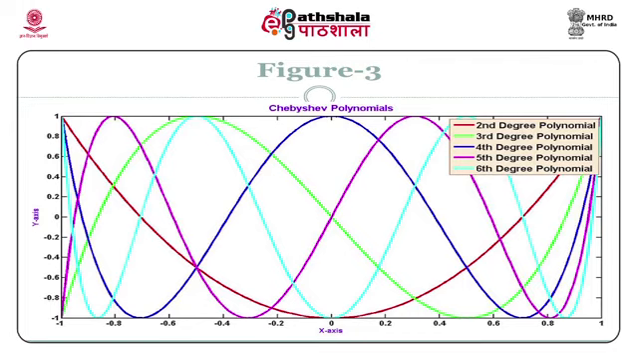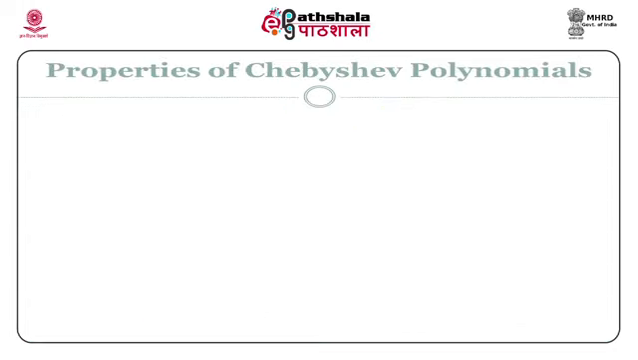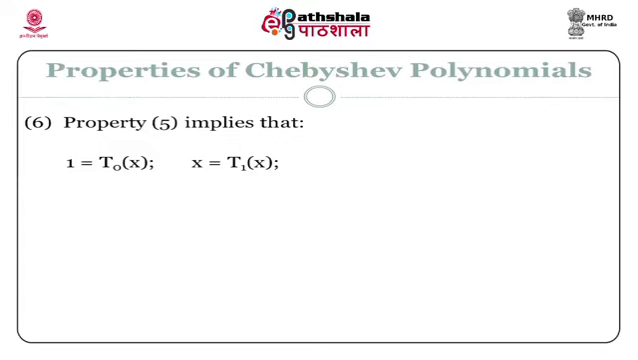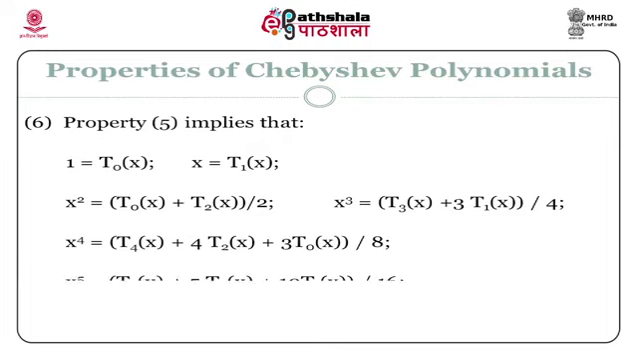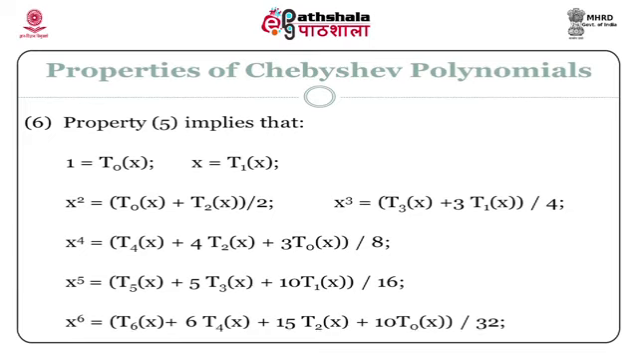Now, we will get powers of x in terms of Tn(x) by combining those equations in property 5. So, 1 is equal to T0(x), x equal to T1(x), x square will be equal to (T0(x) plus T2(x)) by 2, x cube will be equal to (T3(x) plus 3 times T1(x)) by 4, x raised to 4 will be equal to (T4(x) plus 4 T2(x) plus 3 T0(x)) by 8, and so on. So, all these properties, simple manipulation will give you.